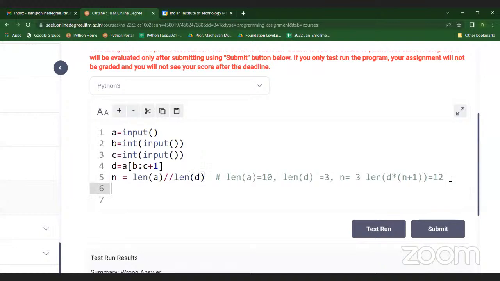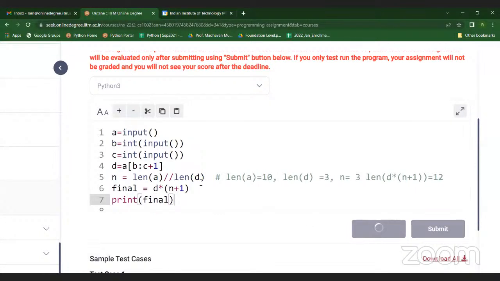Clear? Yes. So my final answer is D star of N plus 1. When you multiply a string with an integer, it adds the string to itself that many times. Okay, sir. So I need to print final. This is what Divya has done.